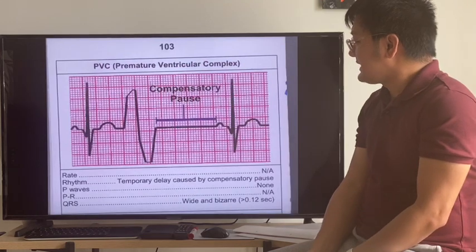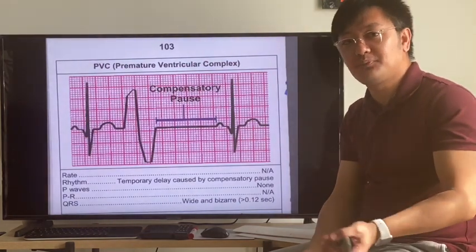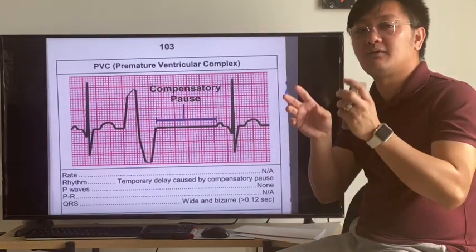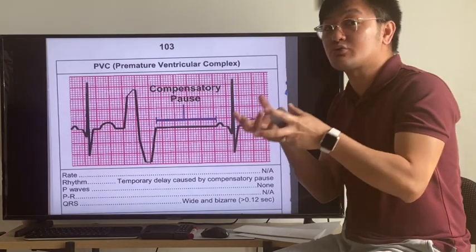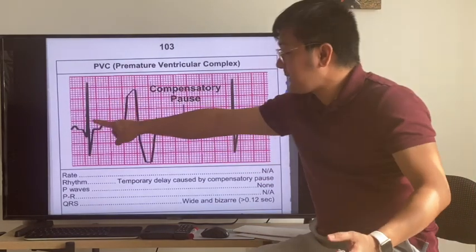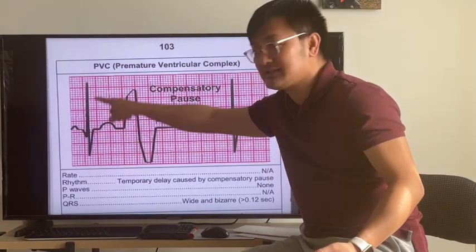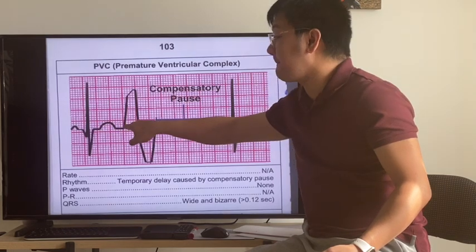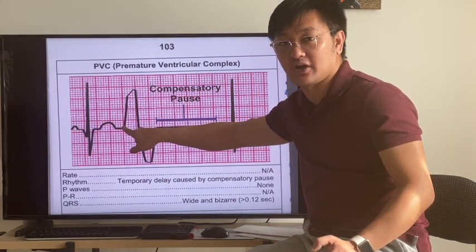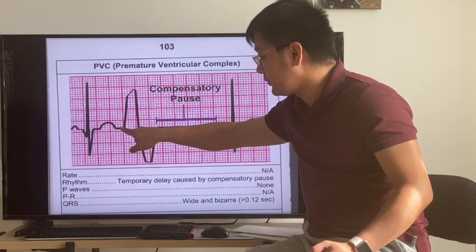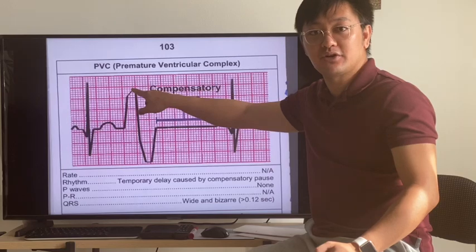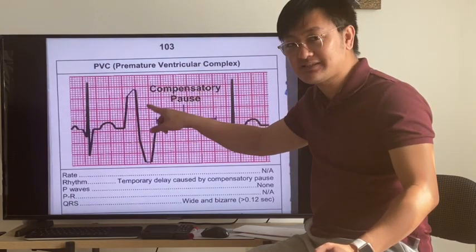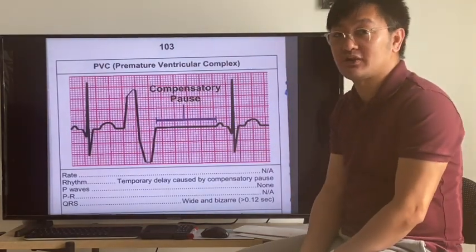Okay? Next, PVC. That's your premature ventricular complex, or in other books, they call it premature ventricular contraction. In short, when you say PVC, the ventricles prematurely contract. Look. P wave. After P wave, QRS. After QRS is your T wave. After T wave, what must be the next wave? It must be P wave. That represents atrial stimulation, atrial activity. Unfortunately, without atrial activity, there is already ventricular activity. In short, the ventricles contracted prematurely. This is your PVC, or premature ventricular complex, or premature ventricular contraction.